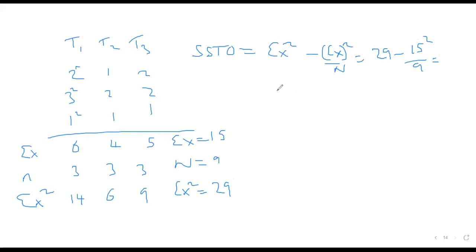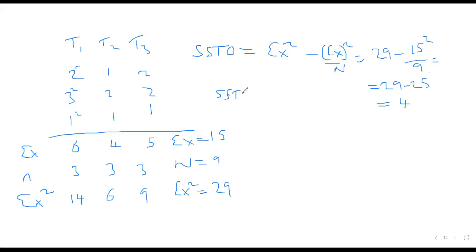All right, what do we get? 25. So this would be 29 minus 25, which will give us 4, right? Yes. Then we go to the sum of square treatment, which is the sum of square between.